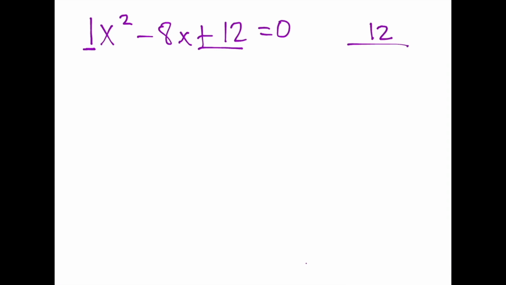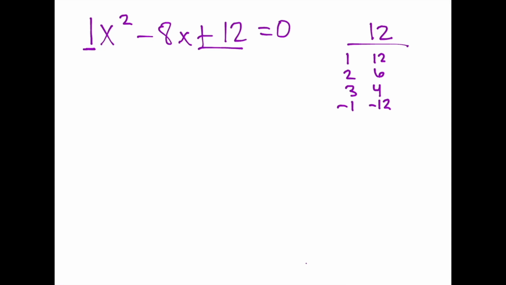The next step is to write all the factors, meaning what can you multiply to get to 12? The factors are 1 times 12, 2 times 6, 3 times 4, and then we also have the negative values, because a negative times a negative is positive.